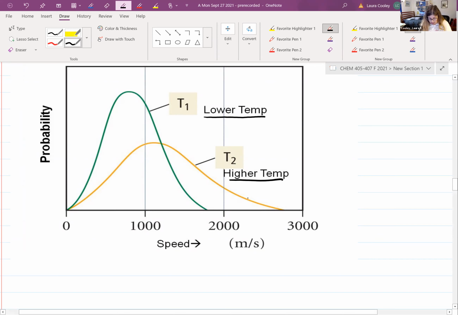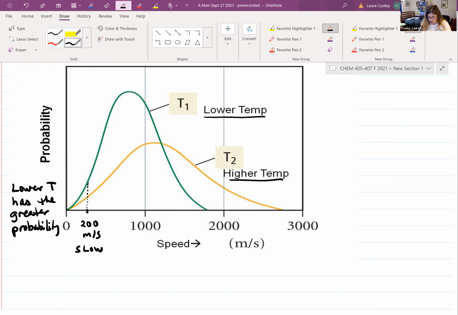So let's take a look at a slow speed. Over here, this is about 200 meters per second. This is slow relative to most of the other speeds on this x-axis. So let's go up to here, okay? And what you can see is at this slow speed, the lower temperature, that's the green curve, has the greater probability. So it has a greater chance of moving at that slow speed at the lower temperature.